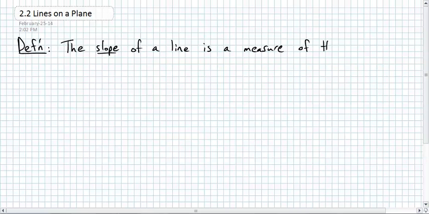Today we're going to be looking at 2.2, which is lines on a plane. Let's jump right in with the definition. So first we'll examine the slope of a line. The slope of a line is a measure of the steepness of a line. The slope shows how much a line rises compared to how much it runs.